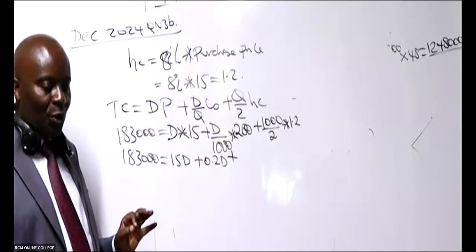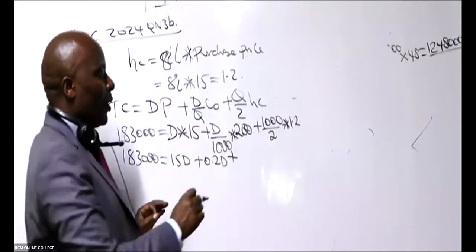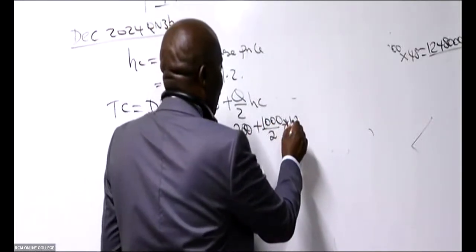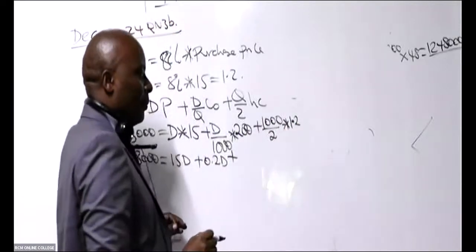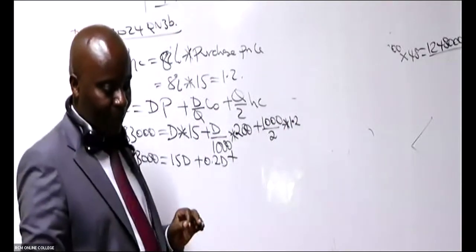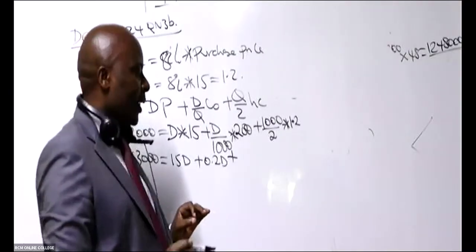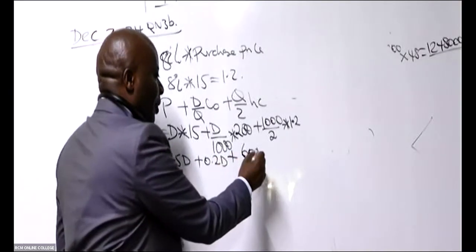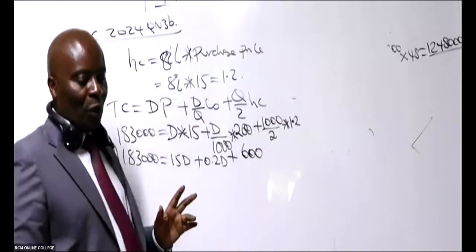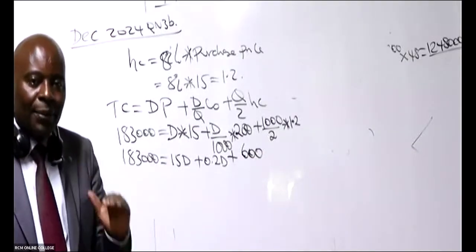1,000 divided by 2 times, in this case here, 1.2. What are we going to get at the end of the day? Tina gives me 600 bob. Is that okay? Tina gives me 600 bob. So from there, what do we do? We shall put like terms together.